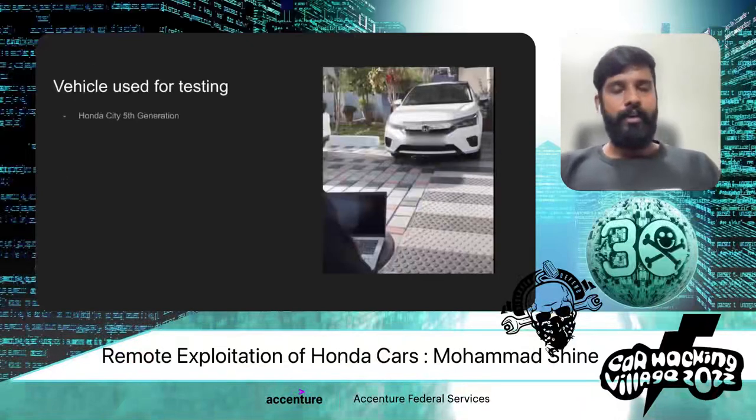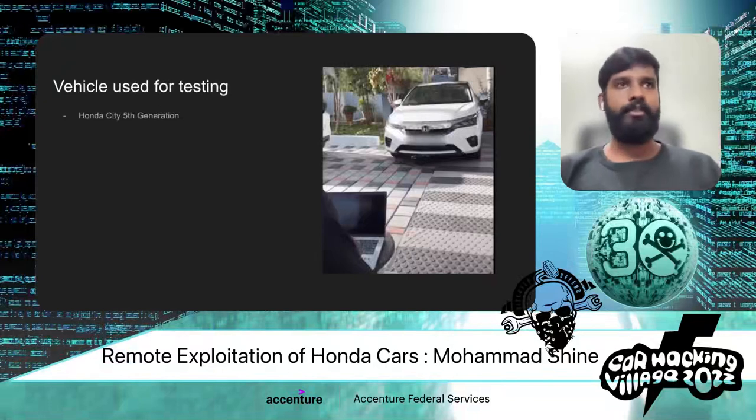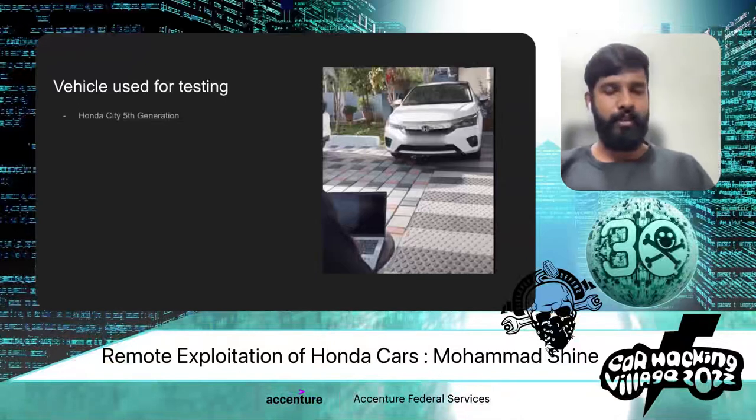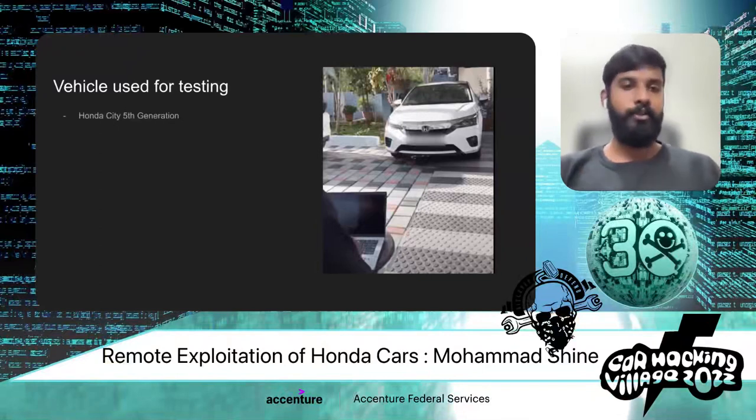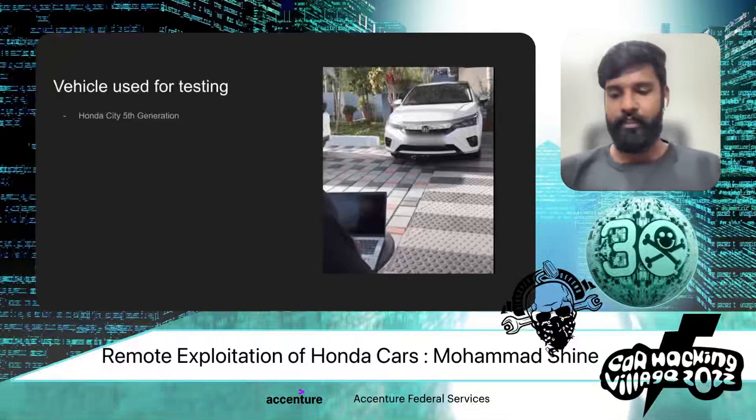So today I'll be talking about a vulnerability that I found in one of Honda's cars, and the vulnerability was in its API, which was connecting to the telematics control unit of the car, and I could hack into the API and gradually into the car. The car is the Honda City 5th Gen.